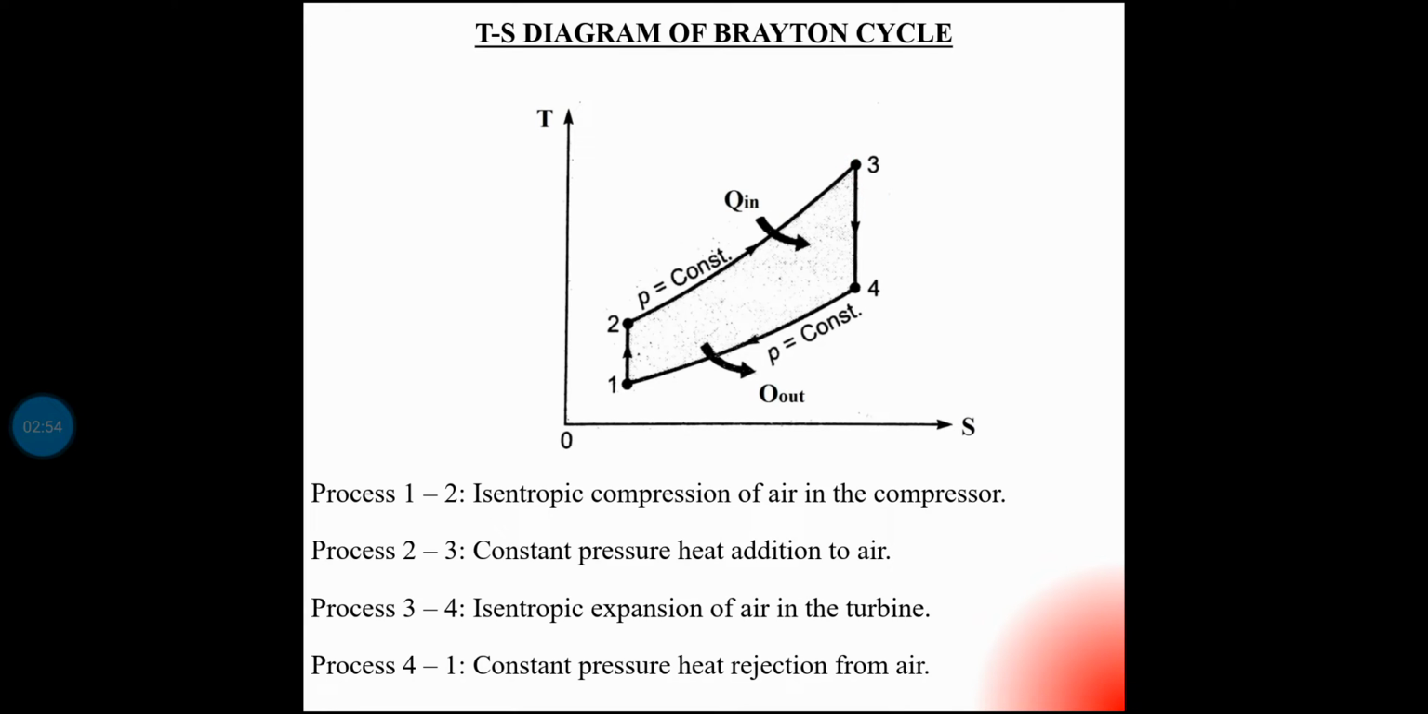Now process 3-4 is the isentropic expansion of air in the turbine. This is the process that is happening in the turbine. Since it is isentropic, it is a vertical line in TS diagram. Process 4-1 is constant pressure heat rejection from the air. That is the process that is happening in the heat exchanger 2. This is the TS diagram of Brayton cycle.